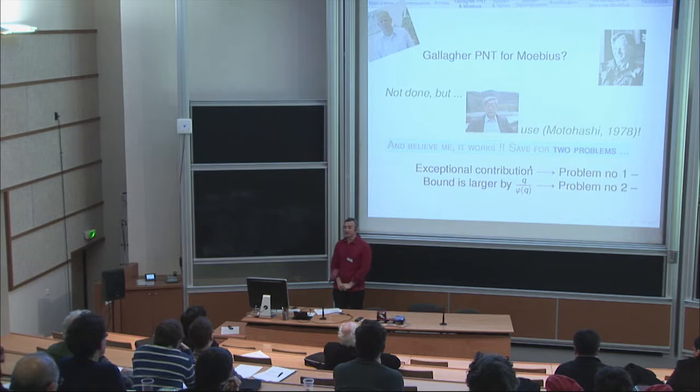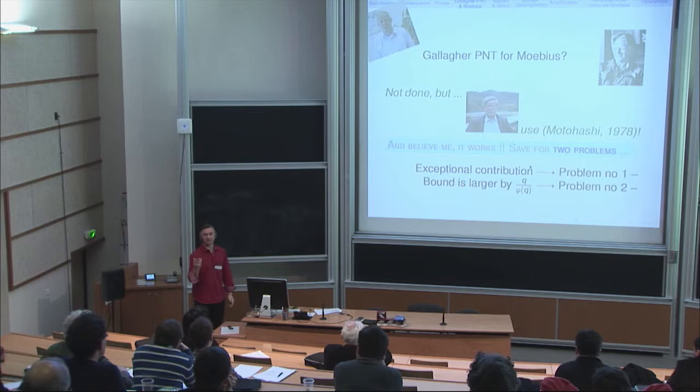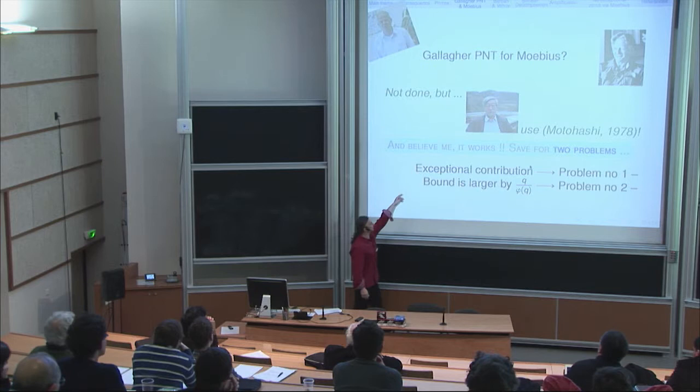It works almost. Because in Gallagher's prime number theorem, it works except for the exceptional zero. So you have to take out the contribution of the exceptional zero. And here you have the residue, which you don't control.